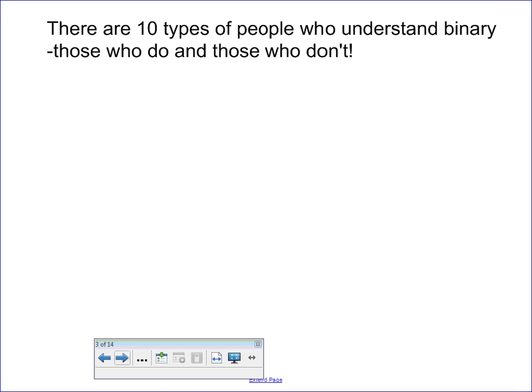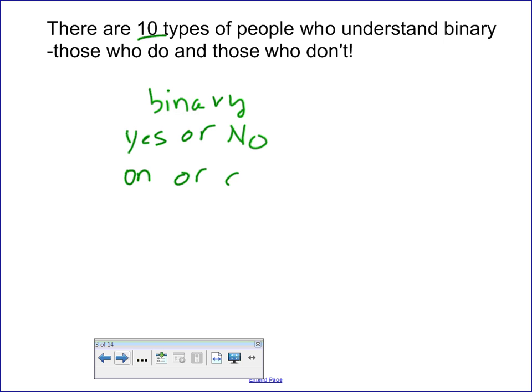So, if you read this, this is one of the t-shirts that math teachers like to get because they think it's funny. There are two types of people in the world, those who understand binary and those who don't. And everybody's like, but that's 10. But if you want, binary is yes or no. On or off, or in this case, 0 or 1. And so if you actually know binary, that's actually the number 2.